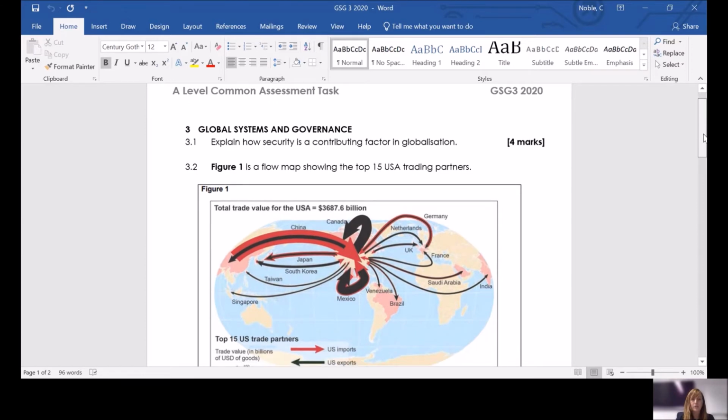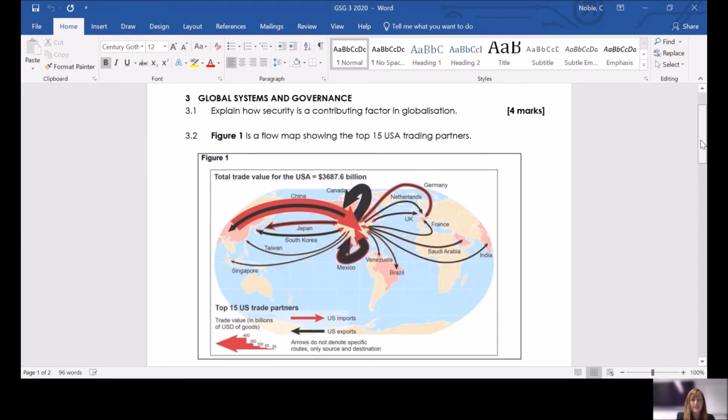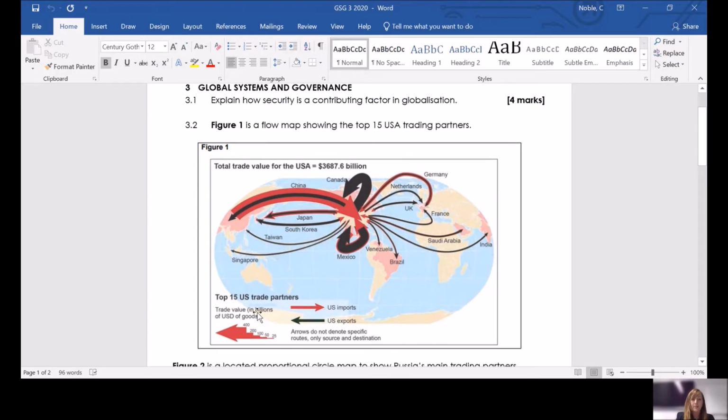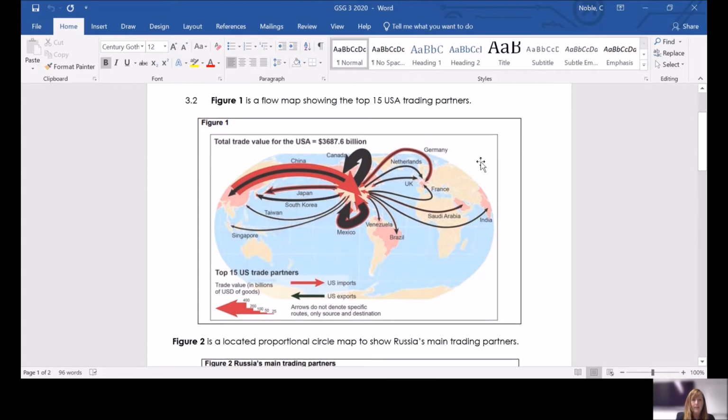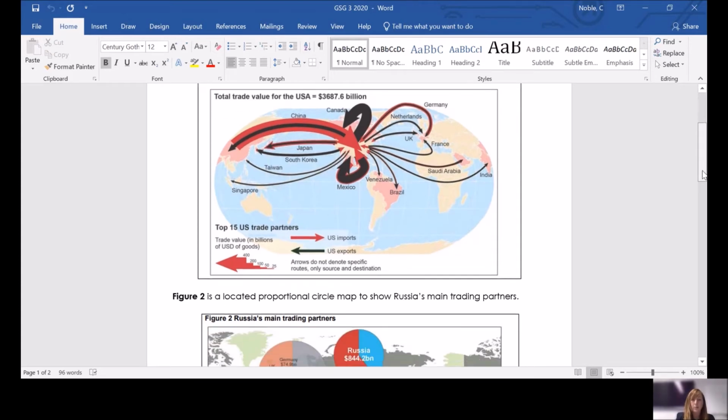The second question involves two figures. The first one is a map that shows the USA's trading partners, and you can see from the key at the bottom that in red are the imports and in black are the export lines, and then the size of the arrows are proportional to the total value of goods that are either being imported and exported. Check that you look at all information on here, have a really good look and make sure that you've read and looked at every single part.